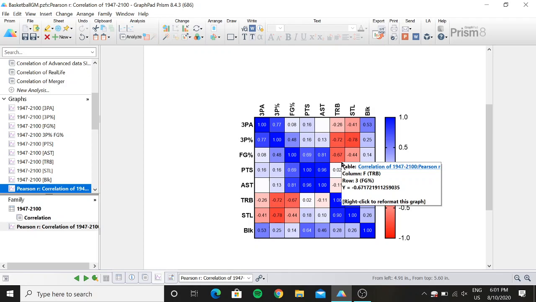And that means that as field goal percentage decreases, total rebounds increase, which makes sense because if you shoot worse, the ball is not going to go in the basket. It's going to rebound off the board, and somebody's going to have to catch it. So the total rebounds in a game increase as the field goal percentage decreases. So that made a lot of sense to me.